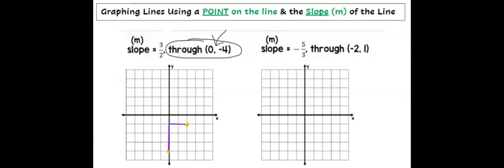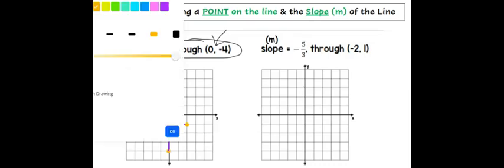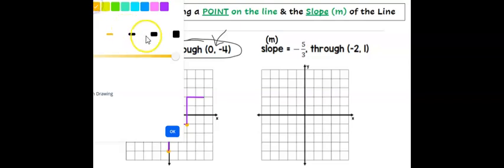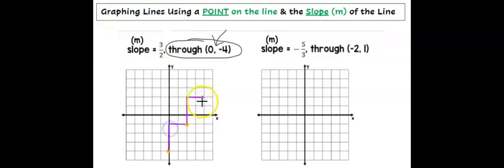And I can stop there because it only takes 2 points to make a line, but I'm going to continue with my stair step because that slope is consistent on this line. So I'm going to go up 3 again and right 2. And I'm going to plot that point. And you can see that we're forming a linear pattern here because we have a constant slope. And with 2 points, we can make that line. Now I'm going to connect them up.